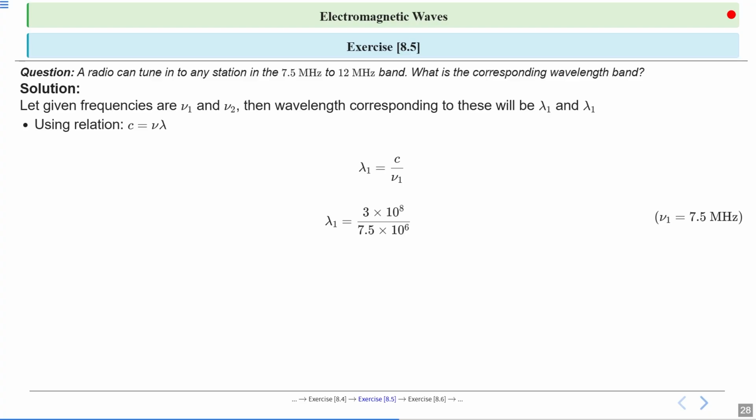So for lambda 1, put the value of c, which is 3 into 10 to the power 8 meter per second, upon nu 1, given as 7.5 megahertz, that means 7.5 into 10 to the power 6. So lambda 1 will be equal to 300 upon 7.5 after solving it. So lambda 1 will be equal to 40 meters. The wavelength corresponding to 7.5 megahertz came out to be 40 meters.